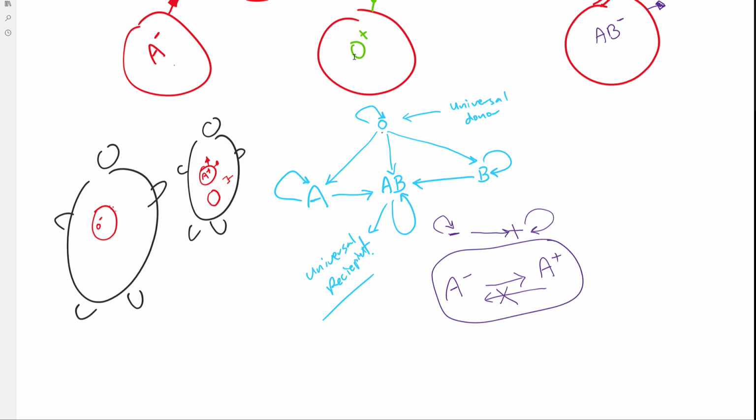Why the positive cannot give to the negative, and we will talk about it in the lecture. The same thing, why AB plus cannot give AB minus. Why the positive cannot give the negative. Okay, but this is for the blood typing.